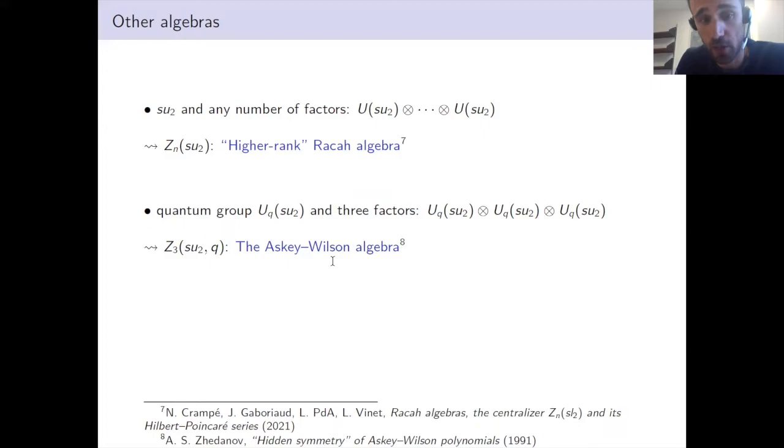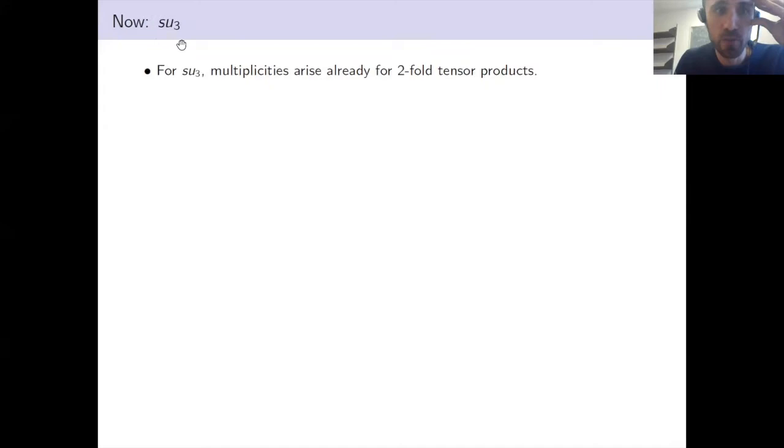It's probably at least as interesting as the Racah algebra itself. It appears in many different contexts. And so looking at quantum groups seems also very promising. But I won't do that in this talk. So yeah, as you can see, this is all about SU2. So what about other groups than SU2? Well, we will not be very ambitious. We will just discuss SU3 now. And so this is already quite difficult.